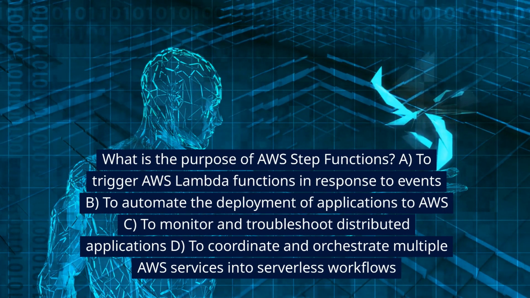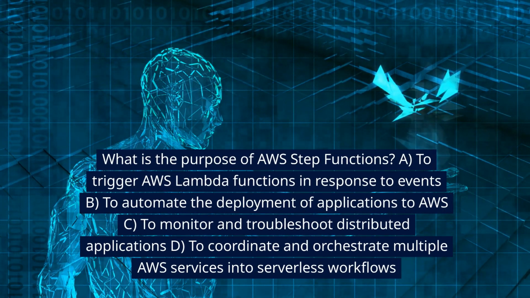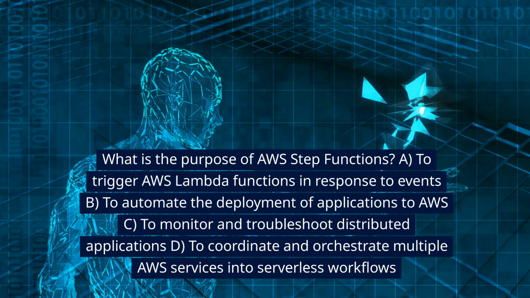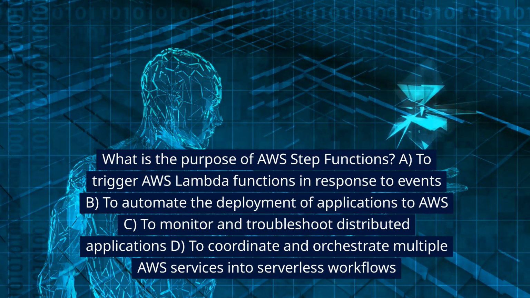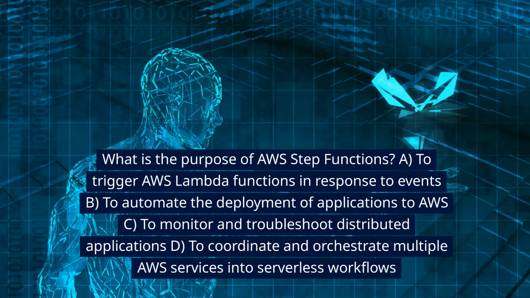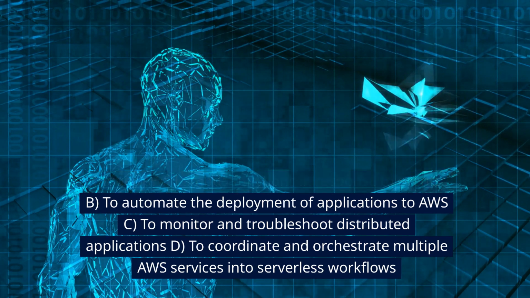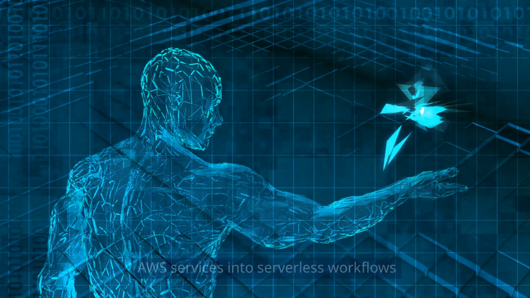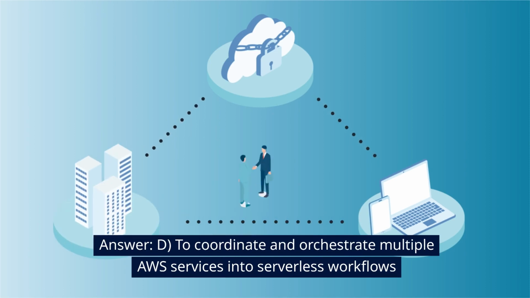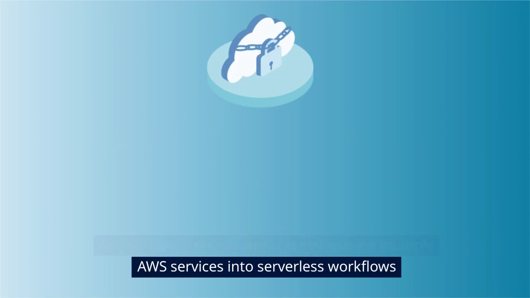What is the purpose of AWS Step Functions? A. To trigger AWS Lambda functions in response to events. B. To automate the deployment of applications to AWS. C. To monitor and troubleshoot distributed applications. D. To coordinate and orchestrate multiple AWS services into serverless workflows. Answer: D. To coordinate and orchestrate multiple AWS services into serverless workflows.